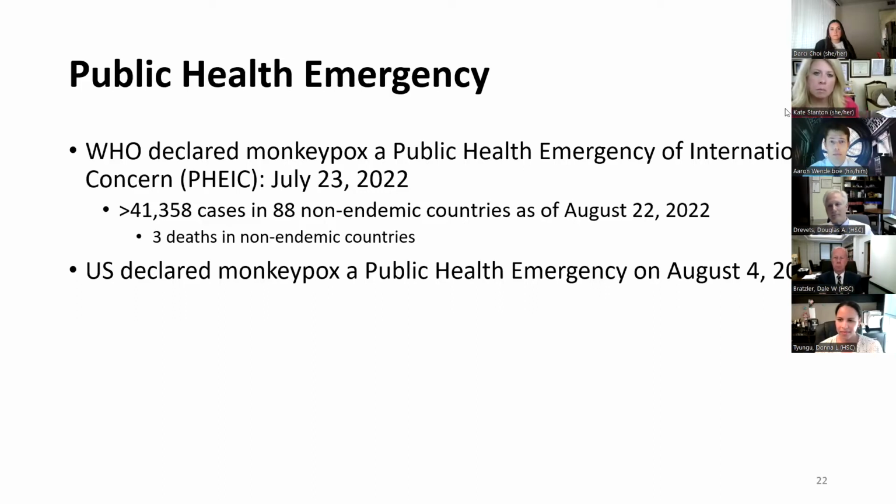So this has become a public health emergency of international concern. The World Health Organization made that declaration last month, July 23rd, so almost exactly 1 month ago from today. And as of now, as you've already heard, there's over 41,000 cases worldwide in 88 non-endemic countries, and at least 3 deaths have been reported in non-endemic countries. There is some variability in the reporting sources depending on where you get your data from, so if you see different data, that's somewhat to be expected. And then the US declared monkeypox a public health emergency on August 4th. Next slide, please.